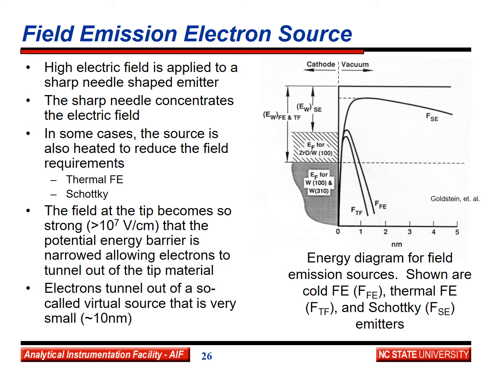Field emission achieves very high resolution because the electrons tunnel out of a so-called virtual source that's very small, with a diameter on the order of 10 nanometers. This means that we do not have to demagnify the source very much to have a very small spot size. Recall that smaller spots allow for higher resolution. There are several varieties of field emitters. There are cold field emission electron guns, thermally assisted field emission electron guns, and Schottky emitters.